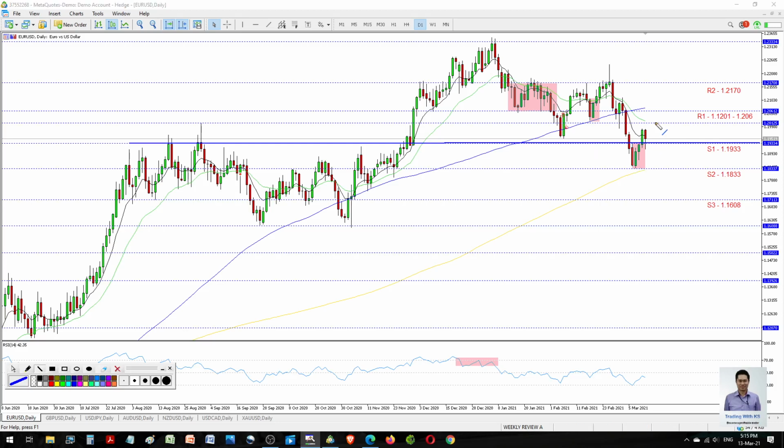After the breakout, we expect the price to come and reach 1.1201 or 1.1206, this area. So the price did come up short, but as I said, price does not go straight up. Price might go in waves.